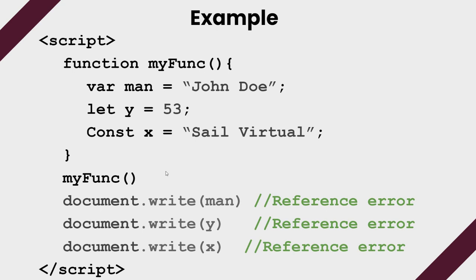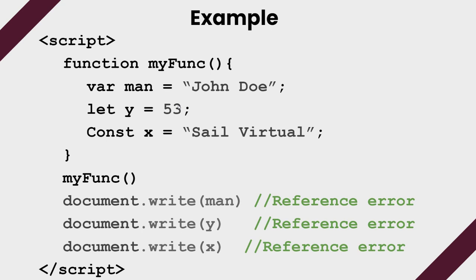Now trying to reference these variable names outside the function will give each of them an error. All of them will have an error. So it's always best practice to use the functional scope when you want to define a particular variable that you don't want to be accessed outside the function.